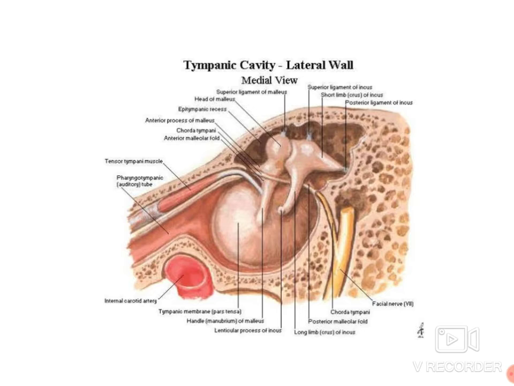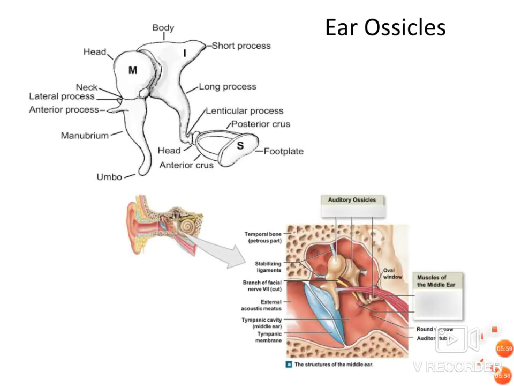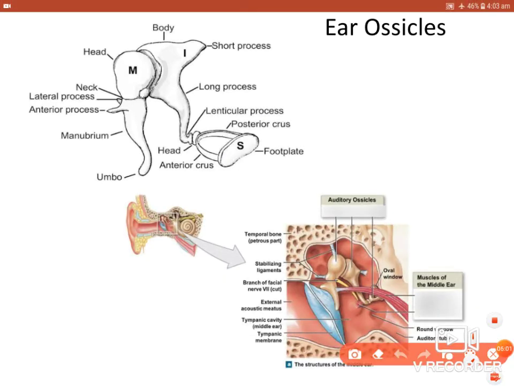Okay. Then coming to the features of the ear ossicles, those are the malleus, incus, and the stapes. The parts of the malleus: this rounded part is the head. The constricted part here is the neck. It has processes. This is the anterior process, the lateral process. This is the handle of this malleus.